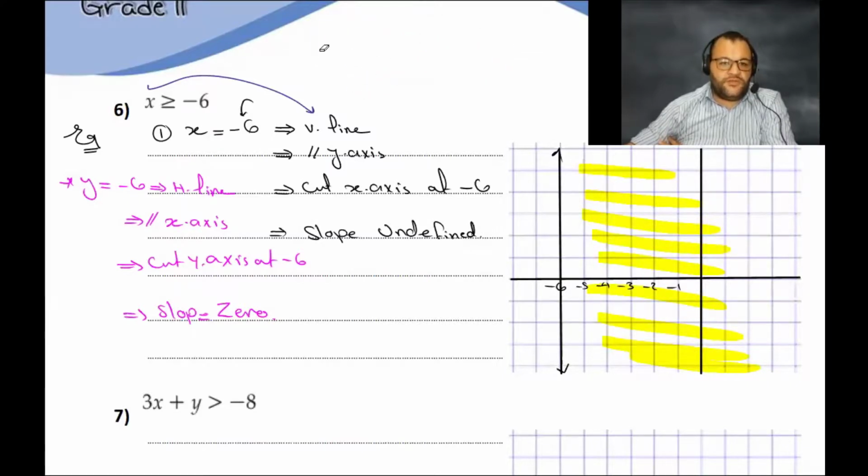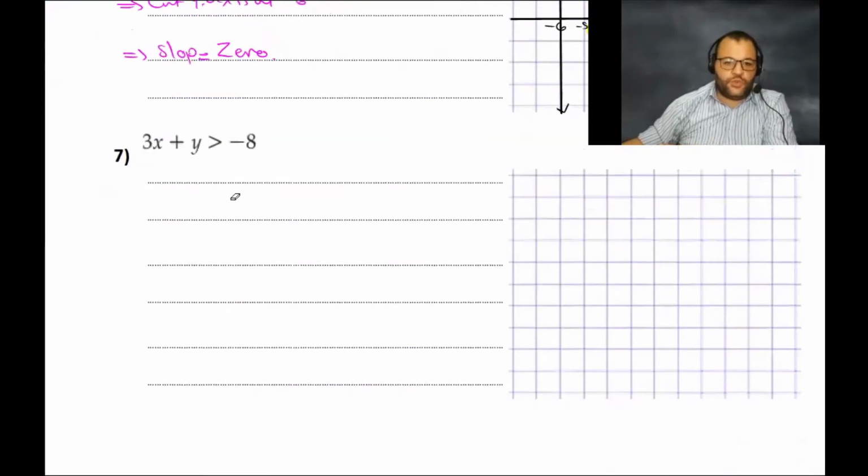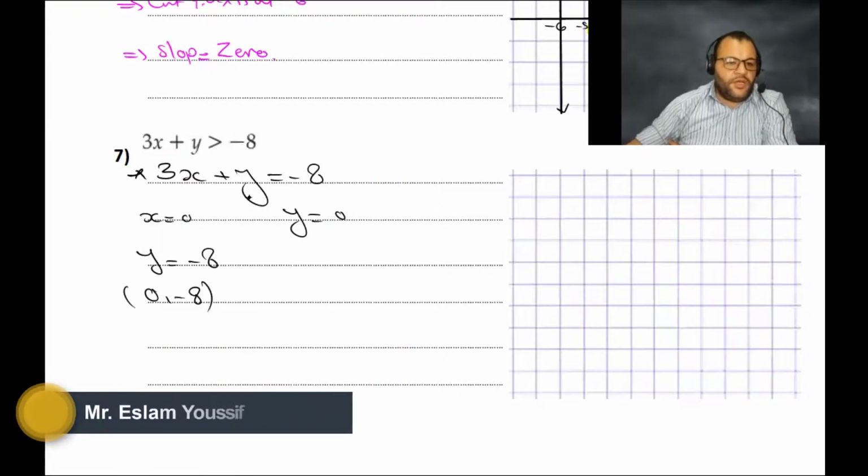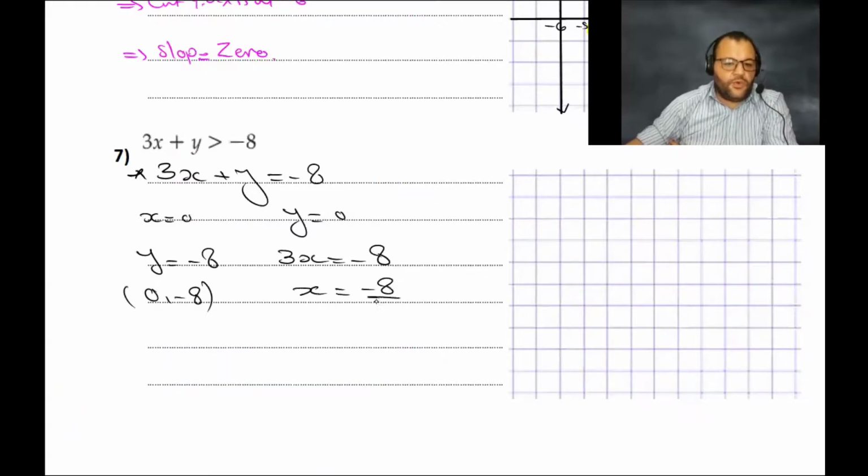What about number 7? All we have to do is convert the inequality to an equation. 3x plus y is equal to -8. So let x equal 0, then y is equal to -8. So the ordered pair would be 0 and -8. And when y equals 0, it means 3x equals -8, divided by 3, then x equals -8 over 3. Then the ordered pair would be -8 over 3 and 0.